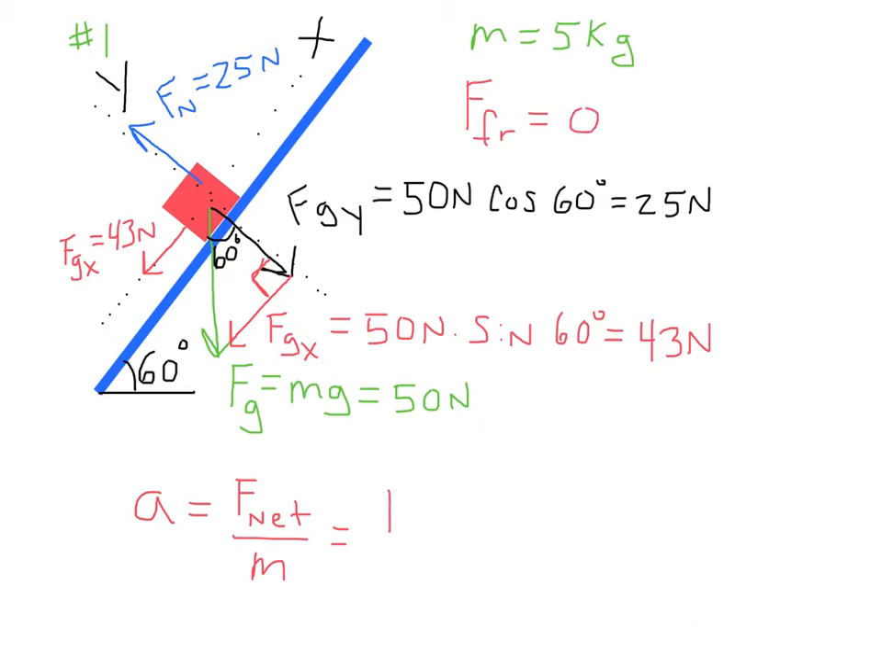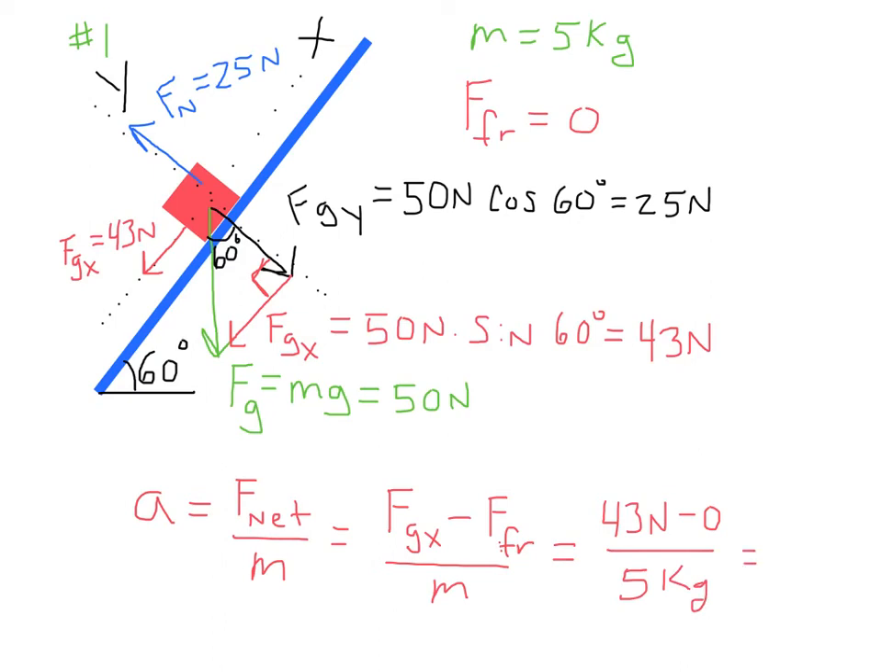And so our net force is actually going to be the force of gravity in the x direction minus friction, for your future problems, divided by the mass. So in this example, it's only going to be 43 newtons minus 0 all over 5 kilograms, and that should result in 8.7 meters per second squared. So there you go. That's how you do that problem.